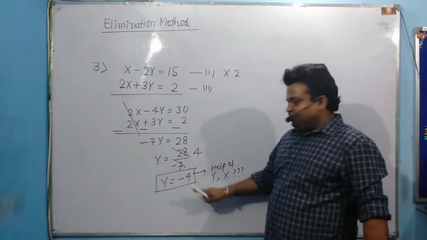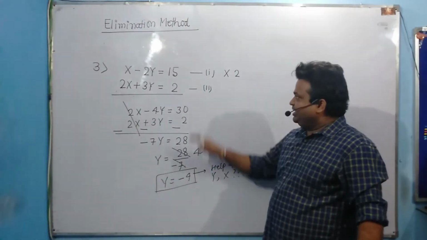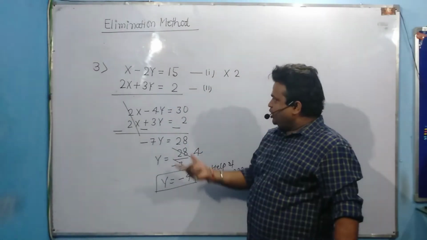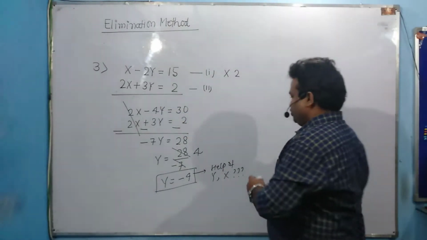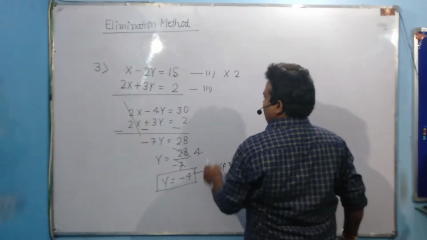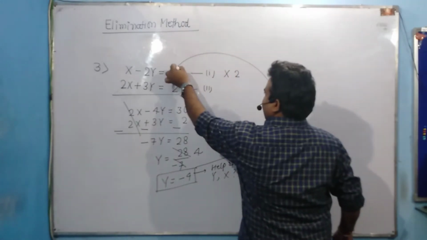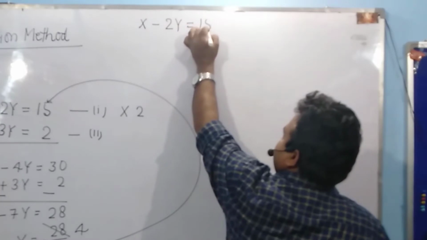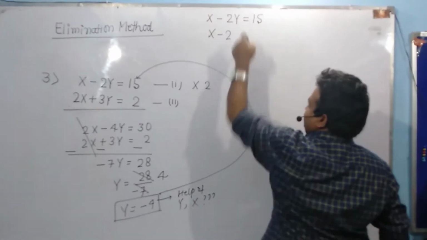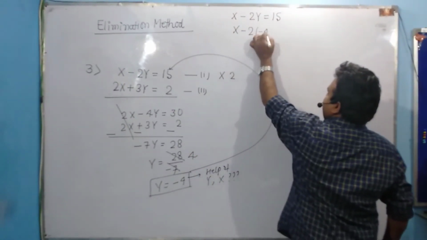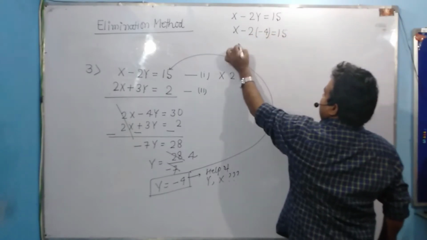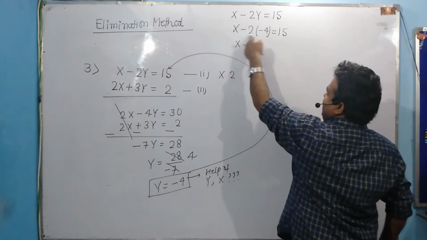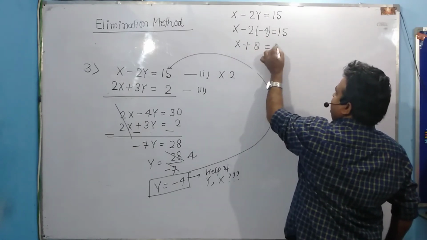For this you put y equal to minus 4 in either equation. Either you put this value of y in equation number 1 or in equation number 2. I am putting this y value in equation number 1. Equation number 1 is x minus 2y is equal to 15. Now I put y equal to minus 4. This is x, and minus and minus multiplication comes positive, so you will get x plus 2 fours, which is 8, is equal to 15.